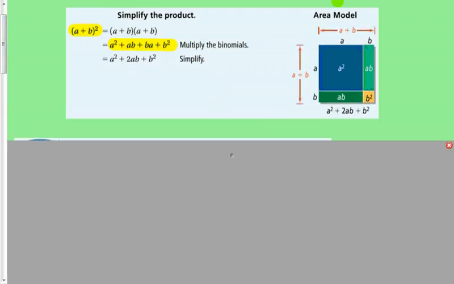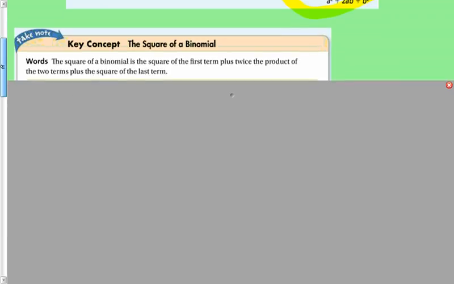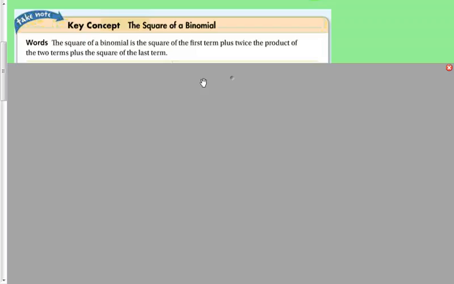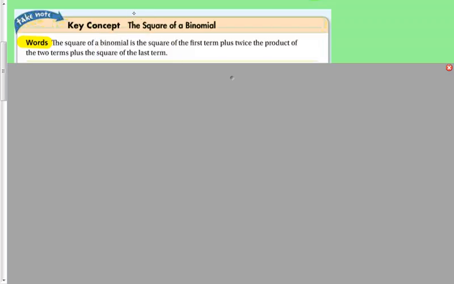Here's another way to look at it. If you're looking at area, because you're multiplying things together, that's how you find area. But our key concept, the square of a binomial, here it is in words. You can write it in words, or in terms with an example afterwards if you want. The square of a binomial is the square of the first term plus twice the product of the two terms plus the square of the last term.